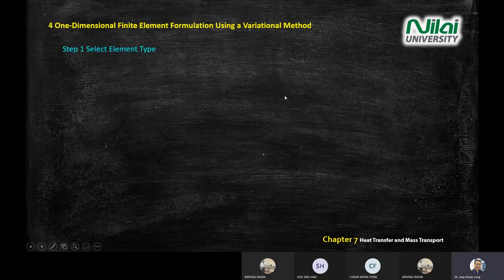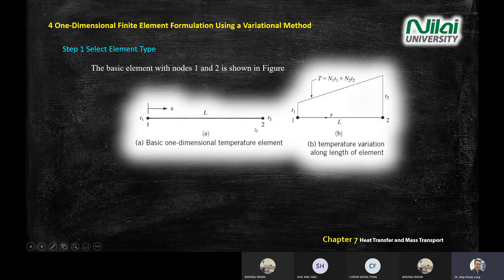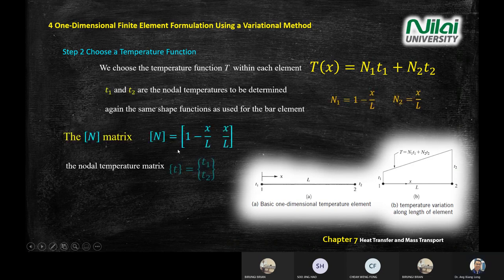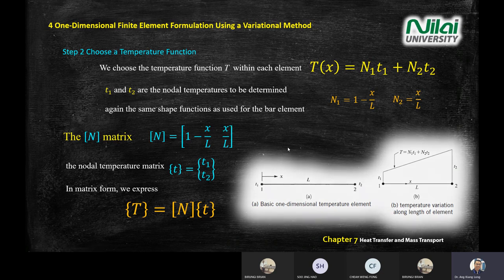Okay, so there are seven steps. First, determine the type. Normally we will draw a diagram and then give it numbering: 1, 2, temperature 1, temperature 2. Then if there is a temperature equation, we will use it. After that, we will look at the temperature function if it's given. So T equals N1 T1 plus N2 T2, and you write it in matrix form, T equals NT. What is N? N equals 1 minus X divided by L, X divided by L. T is T1, T2, and so on.